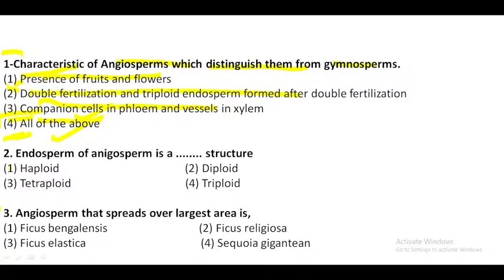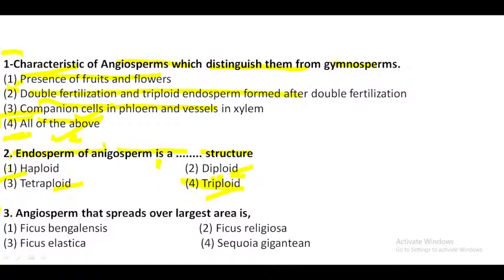Question number second: endosperm of angiosperm is a haploid structure, tetraploid structure. Option number two, diploid structure. Option number three, triploid. Sorry, option number four, triploid structure. So your answer will be option number four, the triploid structure.